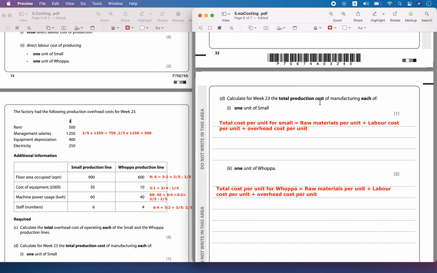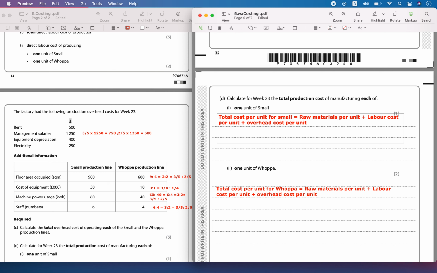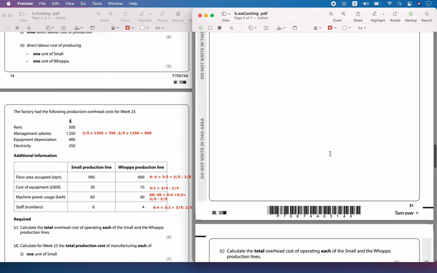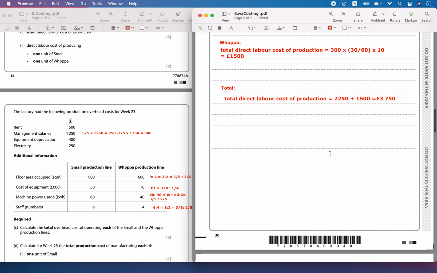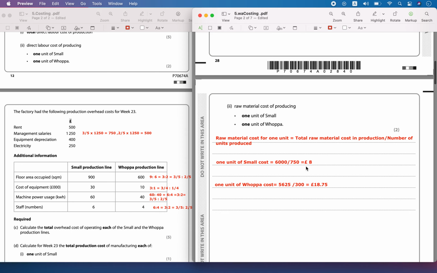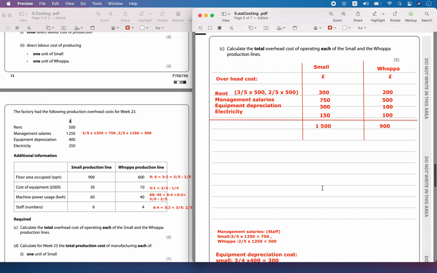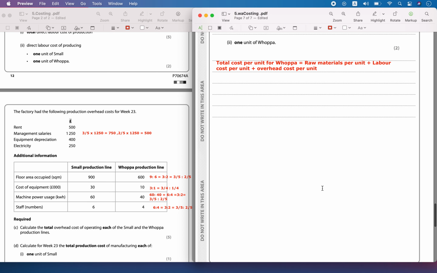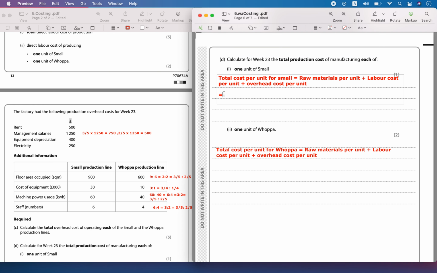Now the next question is, calculate for week 23 the total production cost of manufacturing each unit of small. So the total cost per unit for small will be the raw material cost per unit, labor cost per unit, and overhead cost per unit. They are asking for the total production cost. We know the raw material cost per unit for the small. The raw material cost was calculated in the first one. It was 8 pounds, and 18.75.